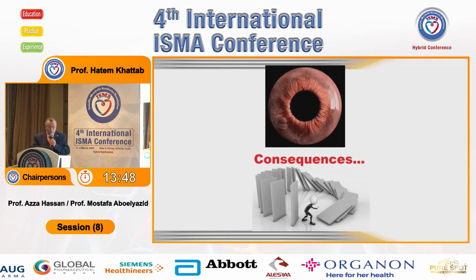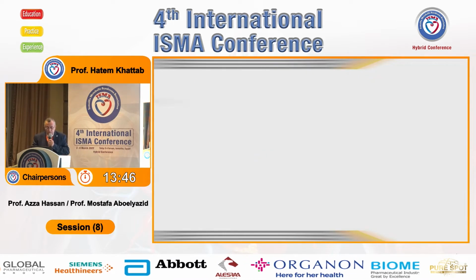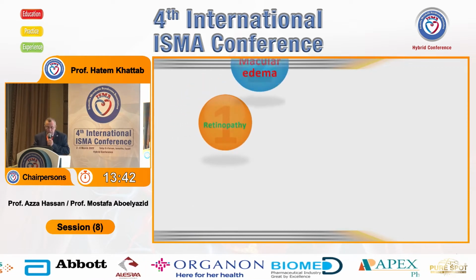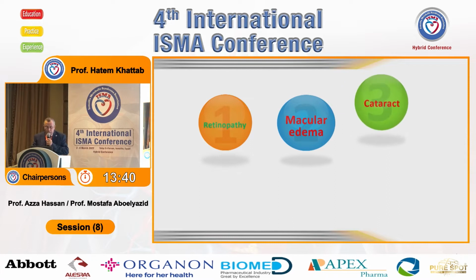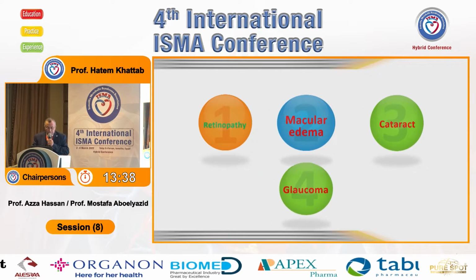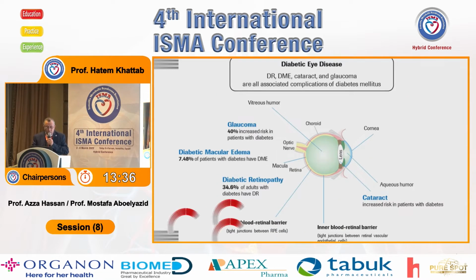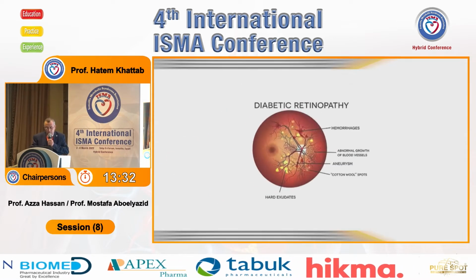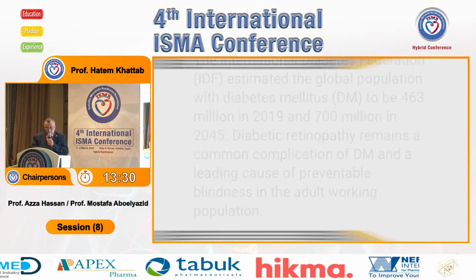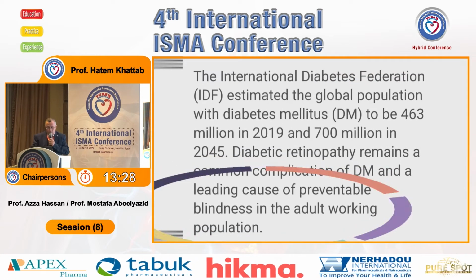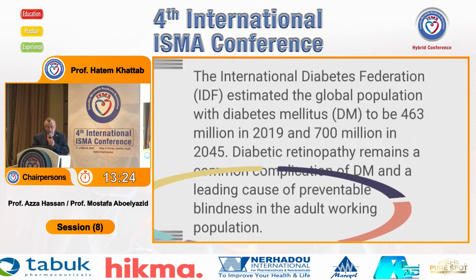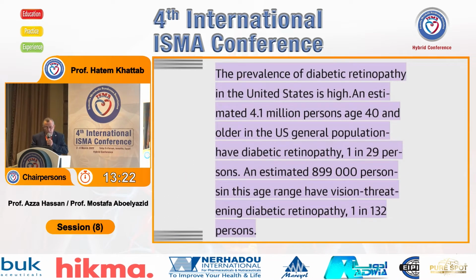Regarding the ophthalmic consequences of diabetes, the main diabetic complications in ophthalmology are retinopathy, macular edema, cataract, and glaucoma. These are the relative frequencies of these complications. Diabetes mellitus is the leading cause of preventable blindness in the adult working population.